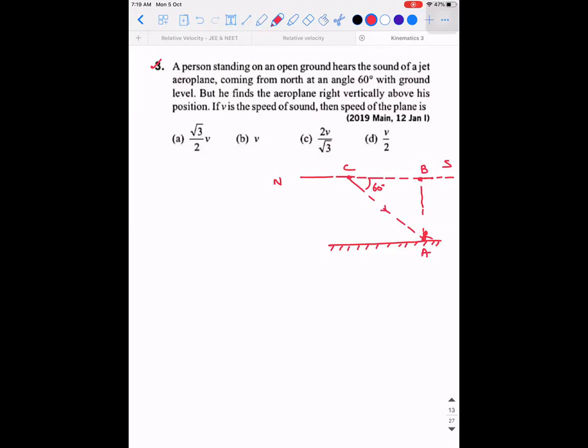So in the direction of C to A, what is the velocity that is there? What is traveling in the direction of C to A? Read the question carefully. Speed is of sound. So it is the speed of sound. That is V. From C to B, who's traveling? The plane. So in this direction, the velocity of the plane will be there. Now, if V is the speed of the sound, then the speed of the plane is. We need a relation between Vp and V.